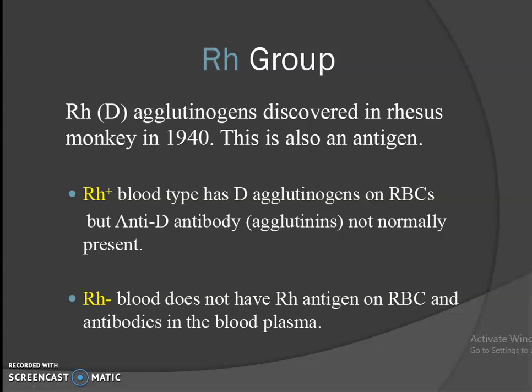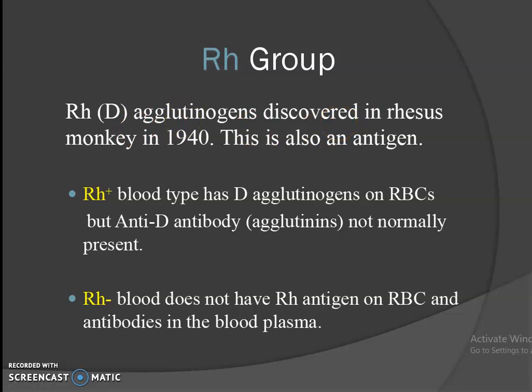And the Rh group, normally A positive or A negative, B positive or B negative, AB positive or AB negative, O positive and O negative. The plus or negative mark we mention in front of A, B, AB or O. Here, one more type of antigen, if it is present on the red blood corpuscles, is called Rh or D antigen, also called agglutinogen.